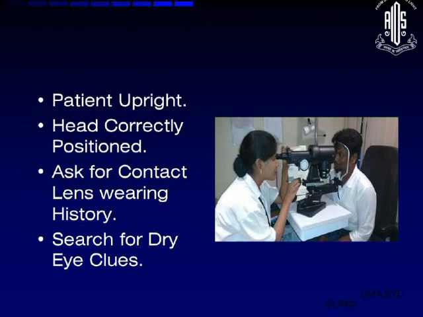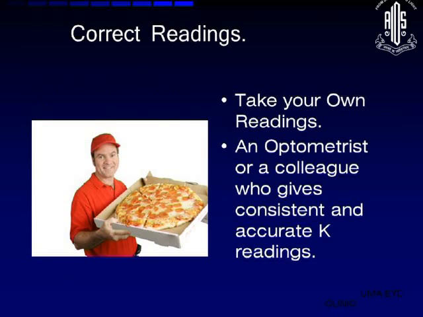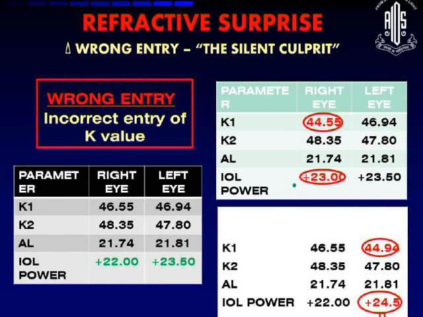Another important thing is taking the correct readings. Take your own readings, or get your most senior optometrist to take your readings, or have a senior colleague whose results have been quite good all the while to take them. Don't get the guy whose last job was a pizza delivery guy to take your readings and enter them into your machine. This is what will happen: you enter the K wrong and the patient is going to eat your head. It's not going to eat anyone else's head.